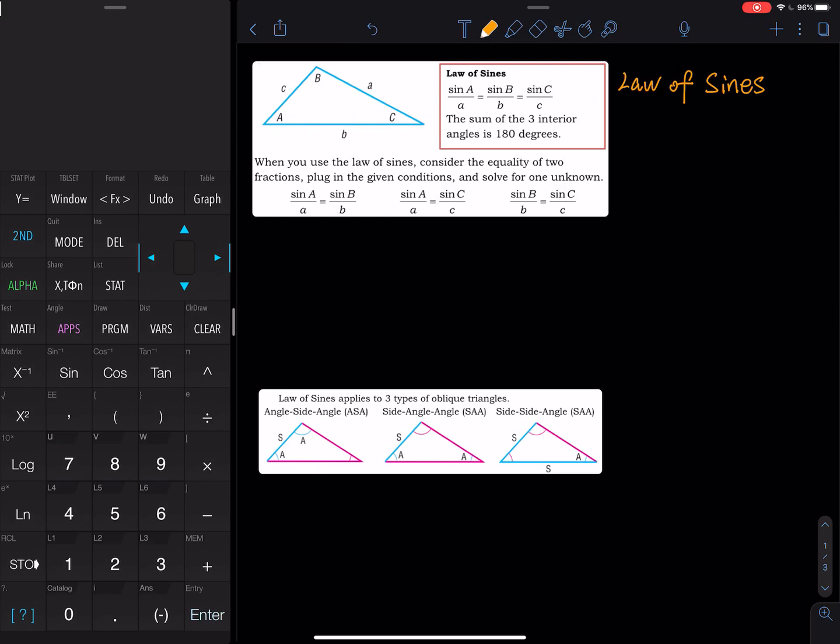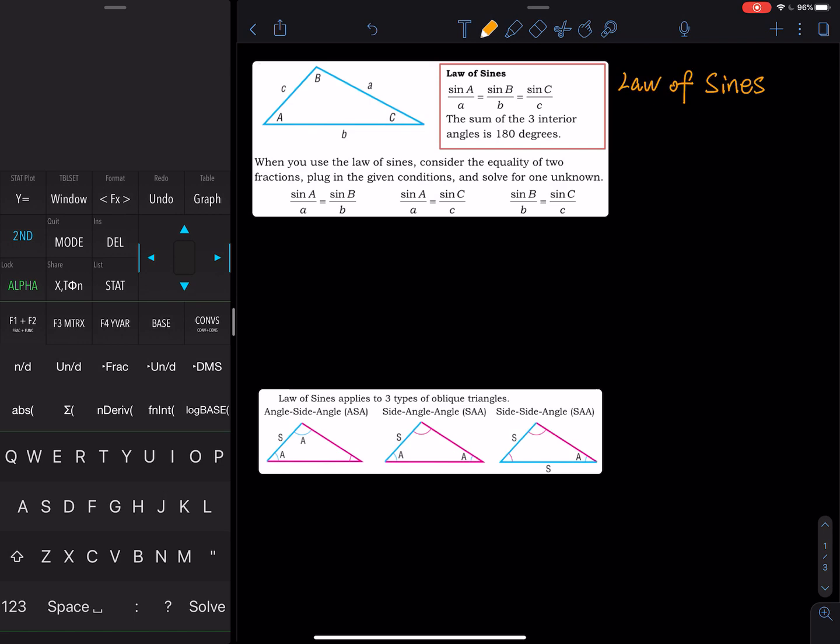Let's take a look at the locations of A, B, and C. We have angle A, and side a is on the opposite side of angle A. We have angle B, and side b is on the opposite side of angle B, and we have angle C, and side c is on the opposite side of angle C. So how do we use this formula?